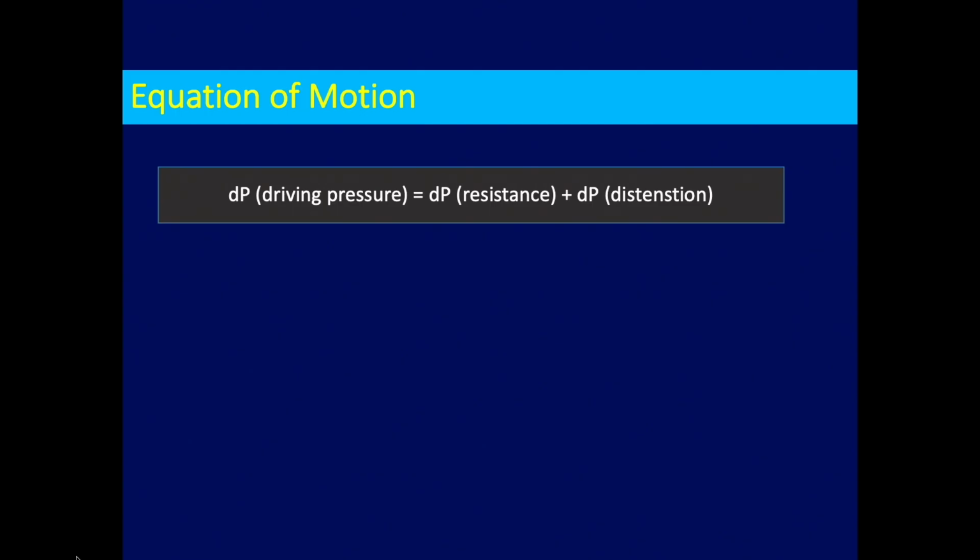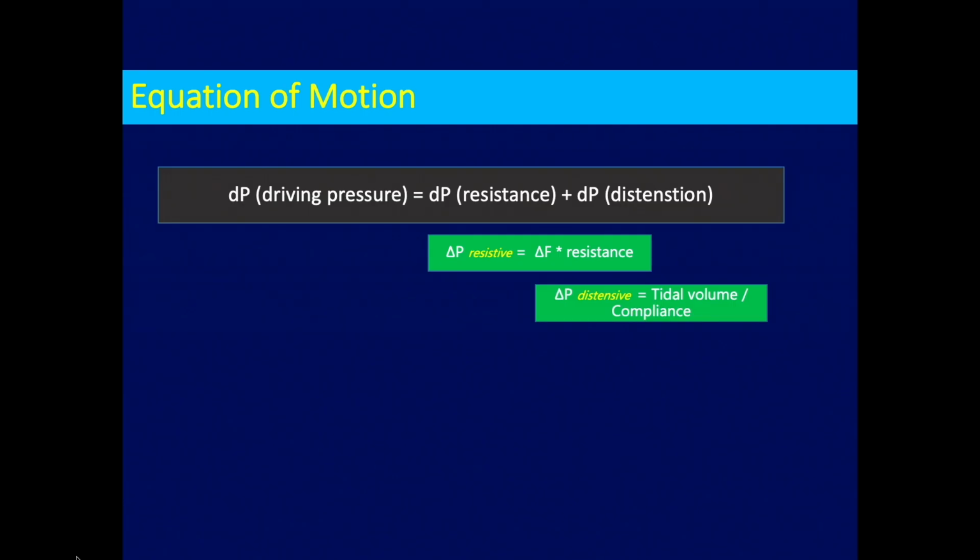तो हमने दो चीजें देखी. So what drives the ventilator? The first one was the resistance and the second one was the elastance component. Now the resistive component was flow multiplied by resistance. Distensive component was tidal volume divided by your compliance.